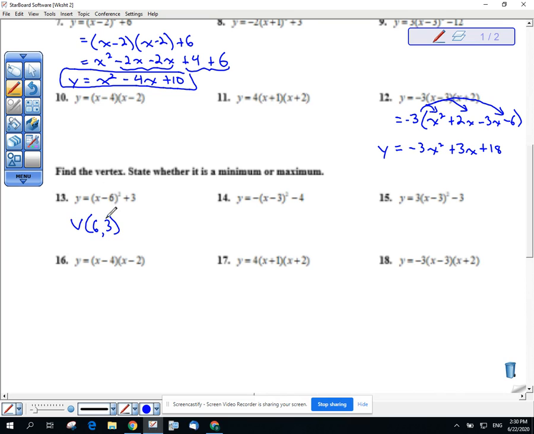Whether it's a maximum or minimum depends on whether it opens up or down. That is determined by this number right here, the a value, and that is positive, so it's going to open up, which means it has a minimum. Do we all agree with that? A parabola that opens up has a minimum. It never gets any lower than this, right?